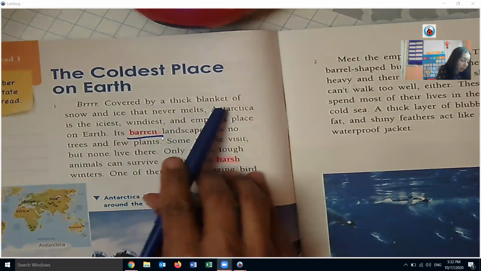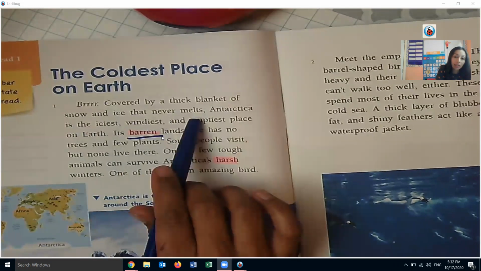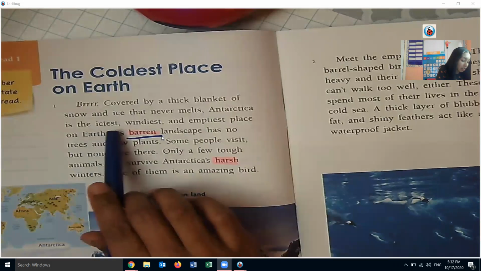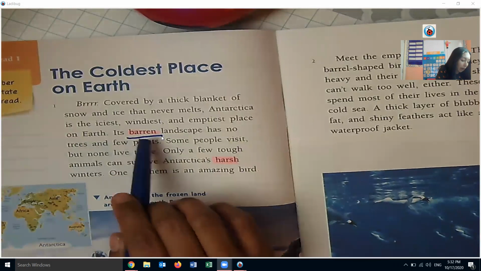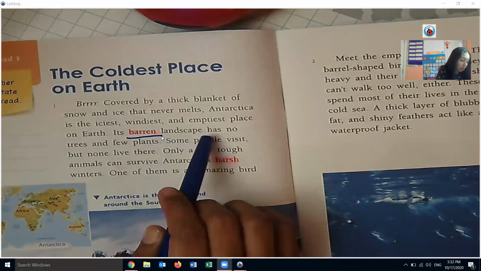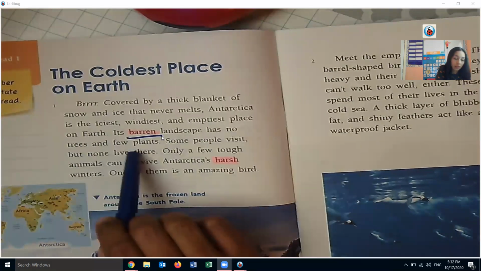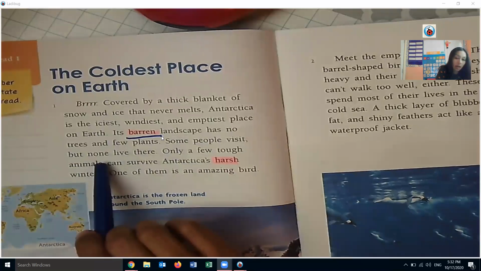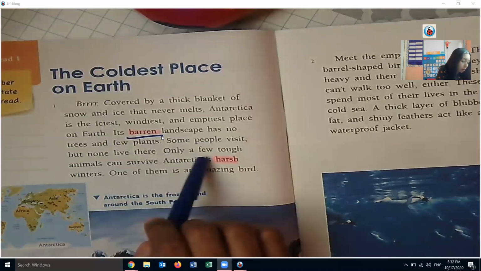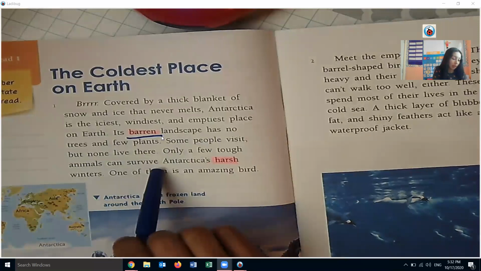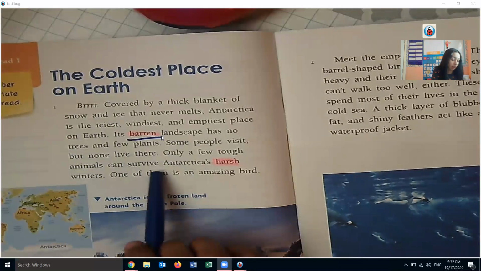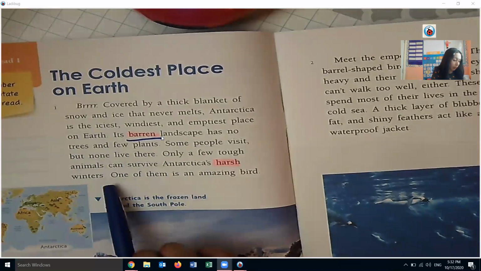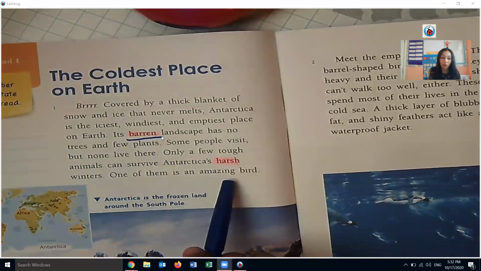Covered by a thick blanket of snow and ice that never melts, Antarctica is the iciest, windiest, and emptiest place on Earth. Its barren landscape has no trees and few plants. Some people visit, but none live there. Only a few tough animals can survive Antarctica's harsh winters. One of them is an amazing bird.